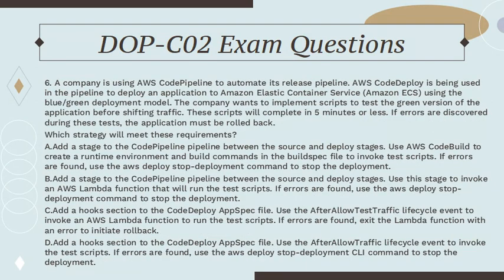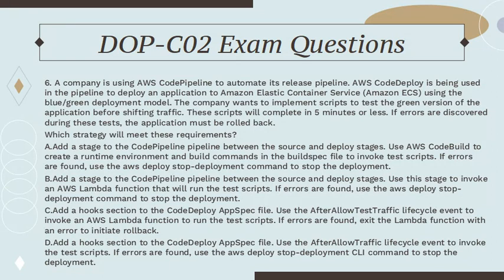6. A company is using AWS CodePipeline to automate its release pipeline. AWS CodeDeploy is being used in the pipeline to deploy an application to Amazon Elastic Container Service, Amazon ECS, using the blue-green deployment model.